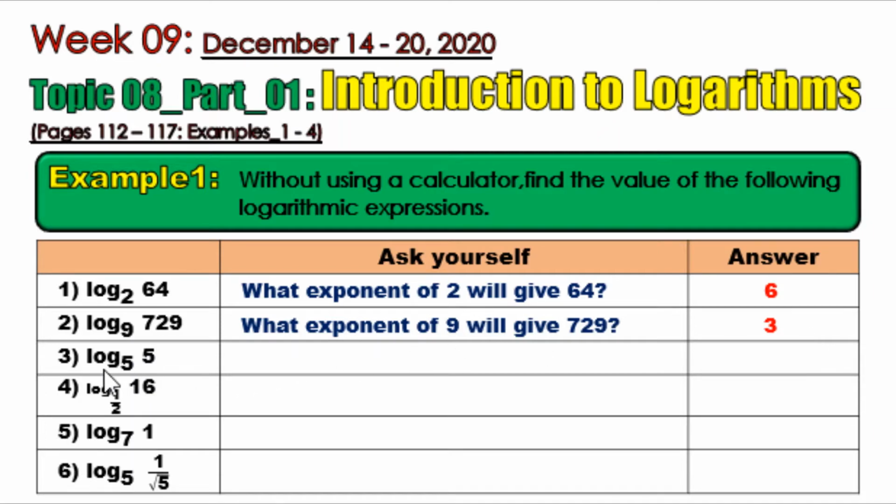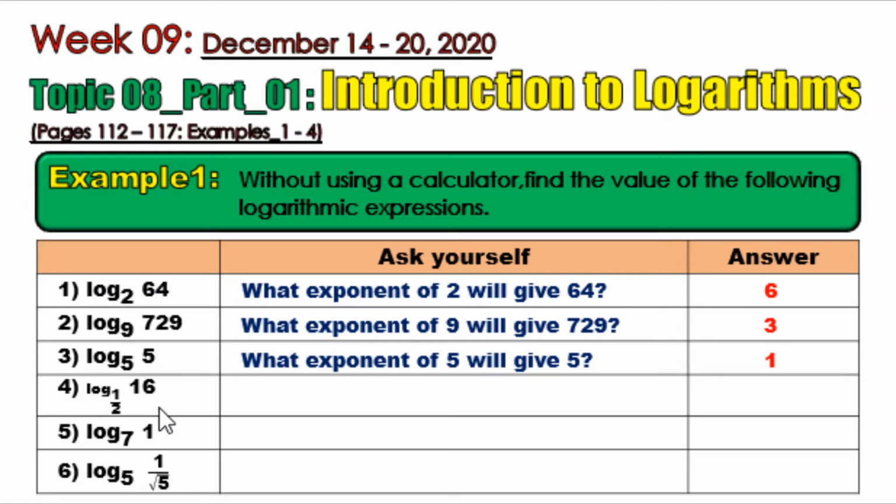Number 3, logarithm of 5 to the base 5. What exponent of 5 will give 5? This is very easy, and the answer is, of course, 1. So logarithm of 5 to the base 5 is equal to 1.